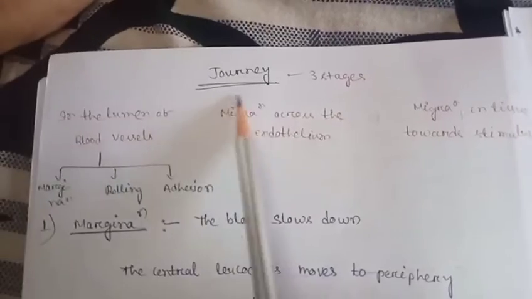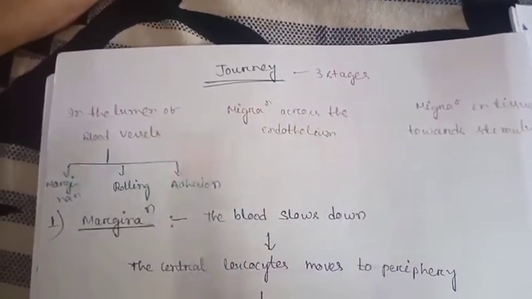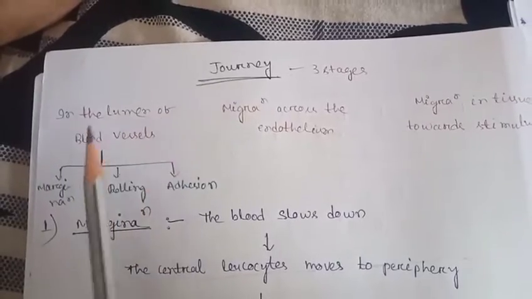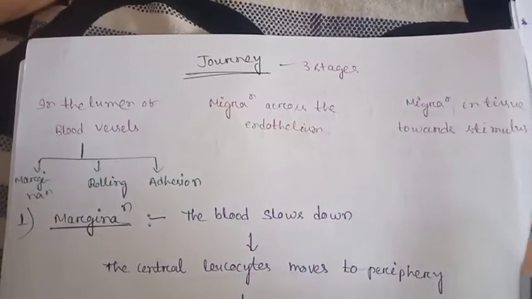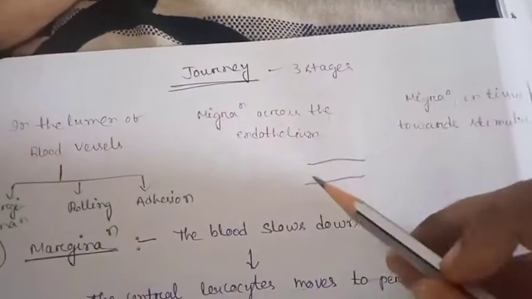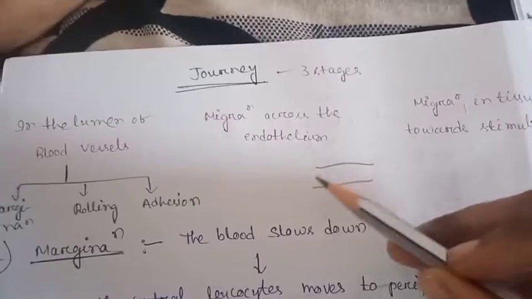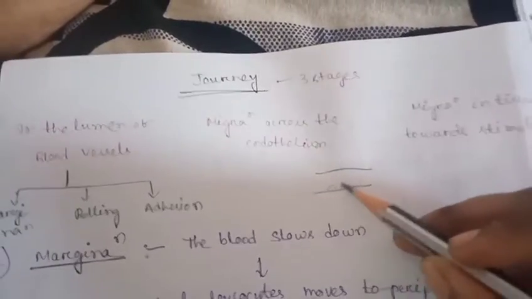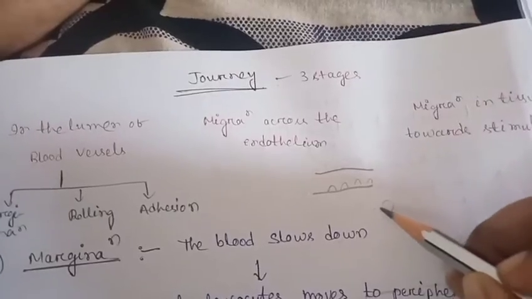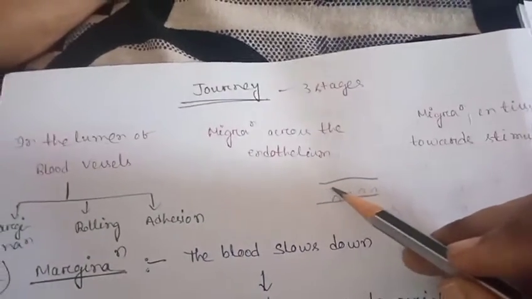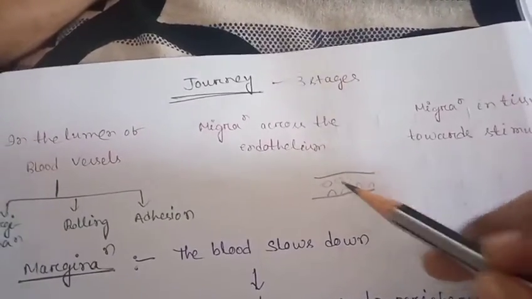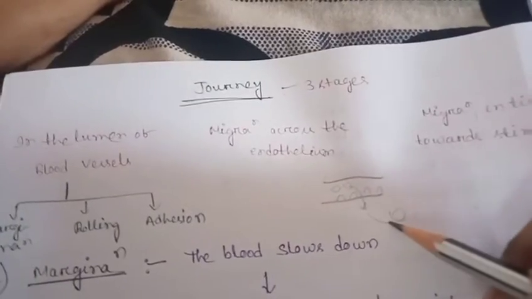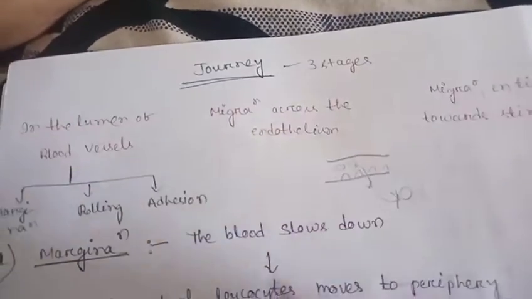The journey is divided into three stages: first in the lumen of the blood vessel, then migration across the endothelium, then migration in the tissue towards the stimulus. Taking an example, this is the blood vessel, this is the lumen, this is the endothelial lining, and this is the injurious cell. The monocytes and neutrophils first leave the blood vessel, then go towards the stimulus area.